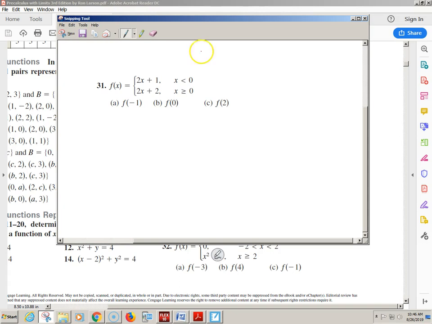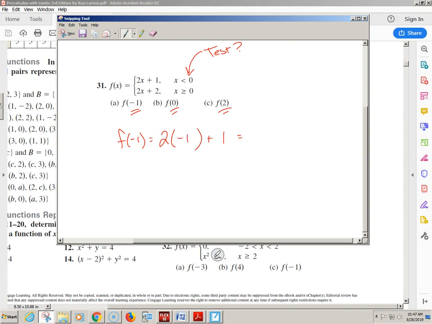So we have to look at these restrictions, right? Because the first piece is only legal if x is less than 0. The second piece is only legal to be used if x is greater than or equal to 0. So therefore we have to test our x values. So what piece should -1 have been plugged into? Because -1 is less than 0. So 2 times what plus 1? Plug it in, plug it in.